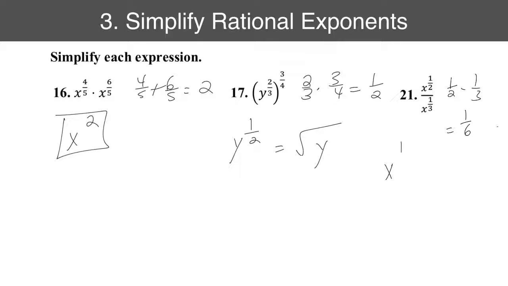So you get x to the 1/6 power, or just like we did a second ago, top number is your exponent. So that would be x to the first, or just x. And then the bottom number is your root. So that would be the 6th root of x. So that's how you simplify radical exponents.